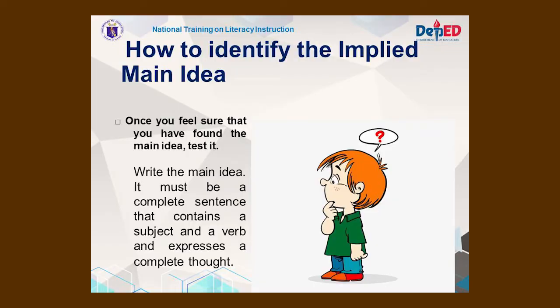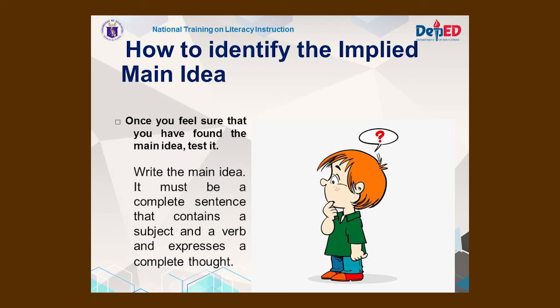So how to identify the implied main idea? Another tip. Once you feel sure that you have found the main idea, you have to test that. Write that. Then it must be in a complete sentence, which contains a subject and a verb, and it should express a complete thought. Ask yourself if the sentence could act as a summary of the other sentences in the paragraph. You have to answer this question: do the examples, reasons, and facts included in the reading explain or give evidence supporting the main idea you have in mind? If not, then forget about what you have written, because definitely that is not the implied main idea.